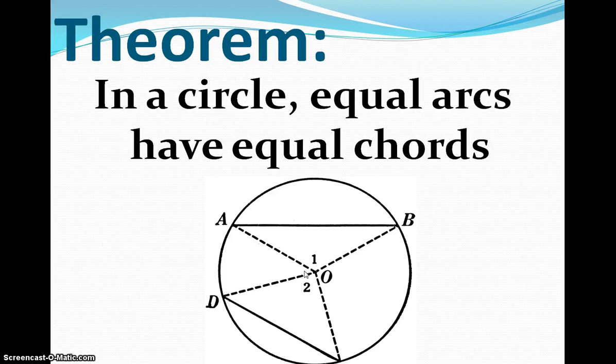Now vice versa, in a circle, if I have equal arcs, I have equal chords. So meaning if angle 1 is equal to angle 2, then I'm able to conclude that AB is equal to DC.